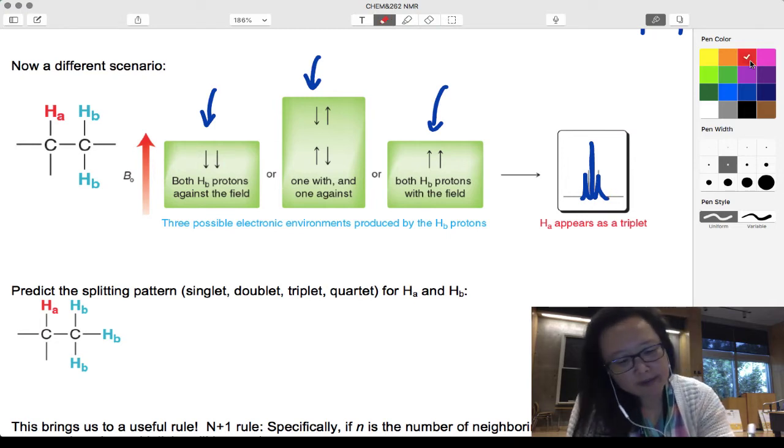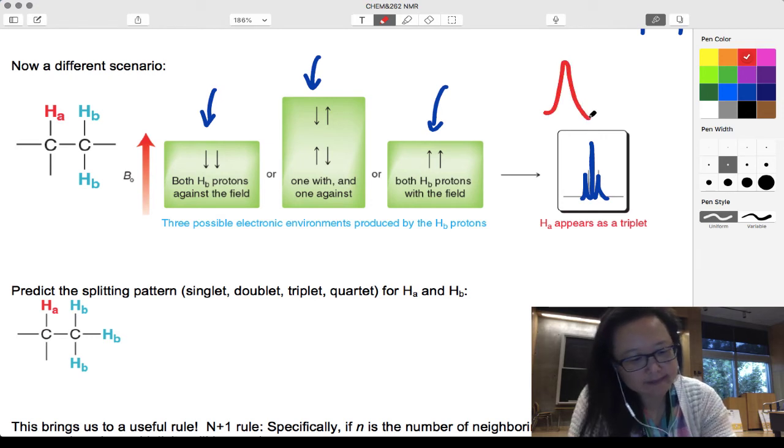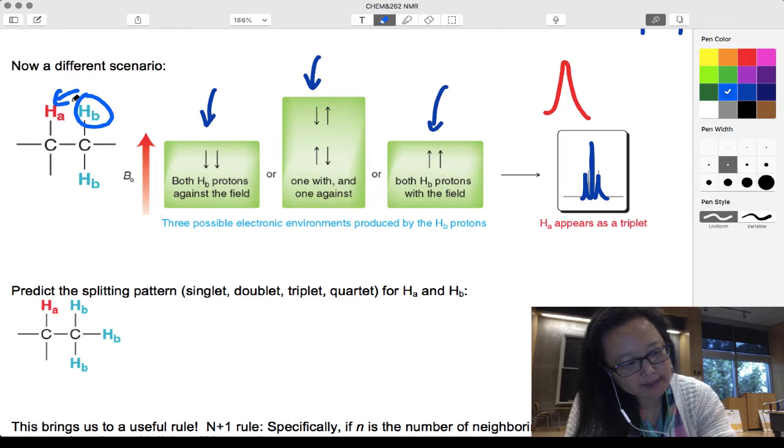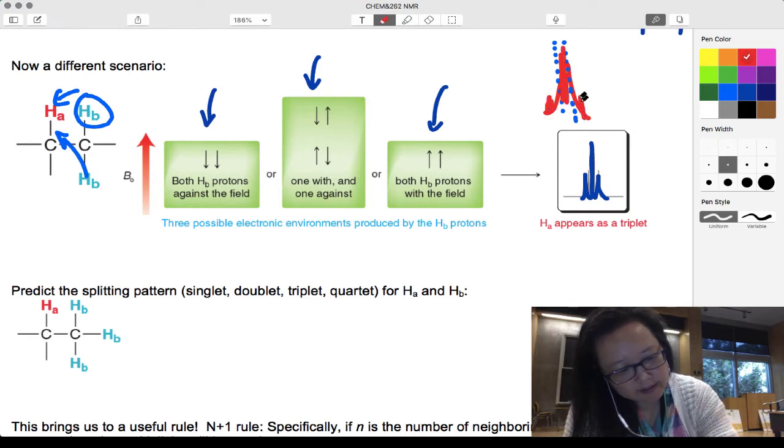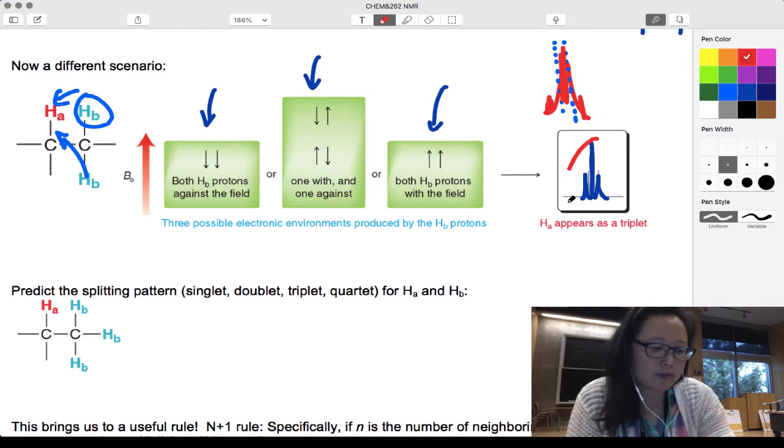Again, my really simple way of thinking about it is, here's HA's signal, just one signal, and then you have HB over here splitting that signal, and you have this HB here splitting that signal. So you're going to end up with a short, a long, and a short. And that's what we see with the triplet.